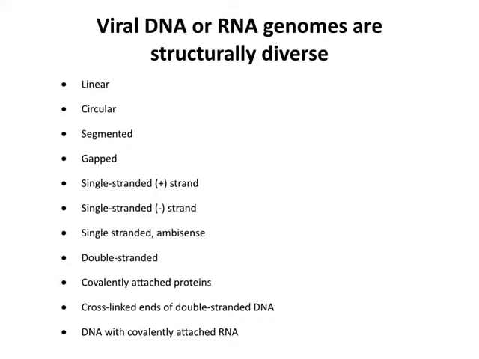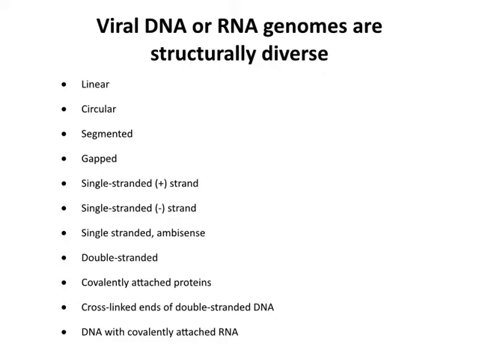So here, besides these 7 classes, there are lots of different structural variants of viral genomes, and here is what they look like. We've already talked about linear, circular, segmented, and gapped, single-stranded plus and minus. Sometimes single-stranded can have both polarities, plus and minus. We call that ambisense. We'll talk about that a bit later. Double-stranded. And then some other modifications.